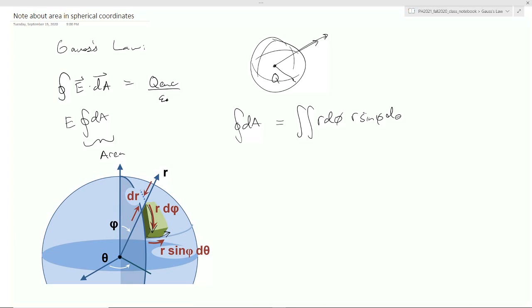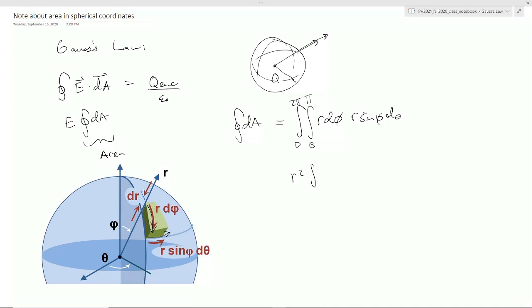In order for this to be over the entire surface, we'd have to integrate phi from 0 to pi, from pole to pole. And then we would have to integrate theta all the way around, so this would be from 0 to 2 pi. And so what is this? Well, we can notice that r does not depend on theta or phi, so we can pull that out of the integral.